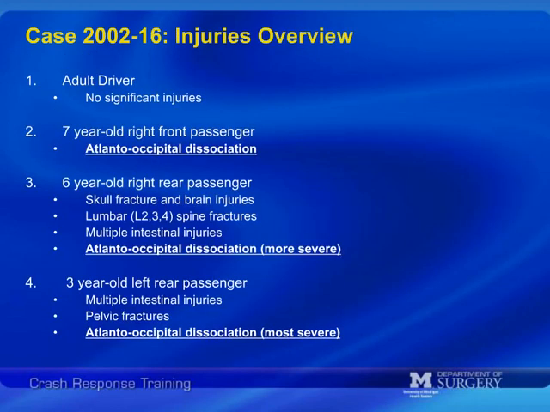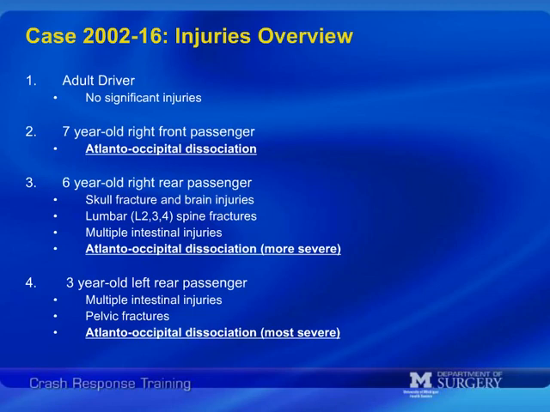So to summarize, in this crash, the adult driver had no significant injuries. The 7-year-old right front passenger had an atlanto-occipital dissociation, which was very mild. The 6-year-old right rear passenger had skull fractures and brain injuries, lumbar spine fractures, and multiple intestinal injuries. And on top of that, had a slightly more severe atlanto-occipital dissociation, which required operative fixation and a halo for many months. The 3-year-old had, again, intestinal injuries and pelvic fractures from the lap belt. And this youngest child had the most severe atlanto-occipital dissociation.